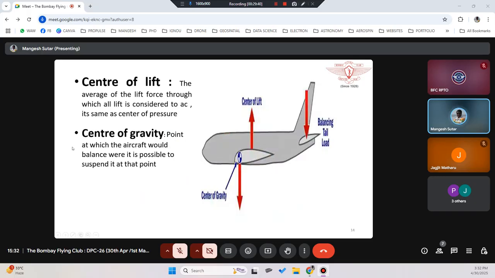Okay, so center of gravity is the point at which the aircraft would balance, where it is possible to suspend it at that point. I can bring the center of gravity exactly at this point also by adjusting the weight, but I will always make sure that the center of gravity is a little bit ahead of the center of lift or center of pressure. Okay, and then you have horizontal and vertical stabilizers for balancing the aeroplane. So balancing the tail load is done by the horizontal structures, the horizontal wings on the back side of the tail.